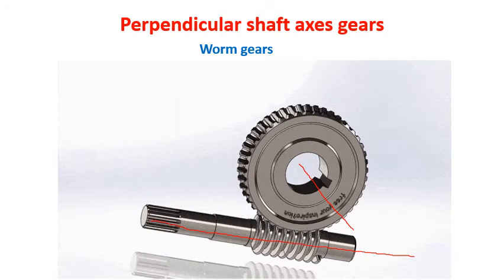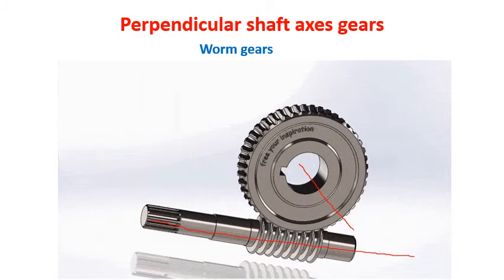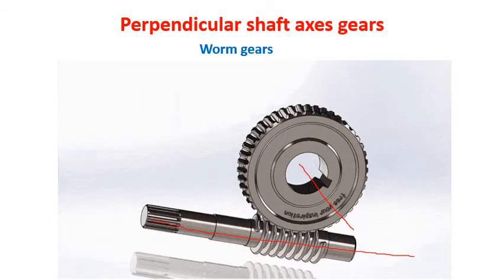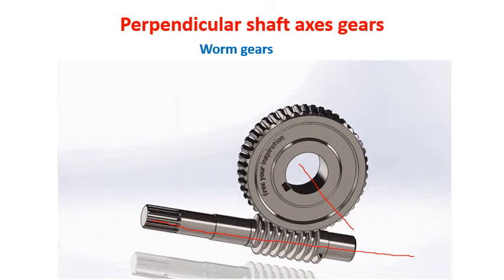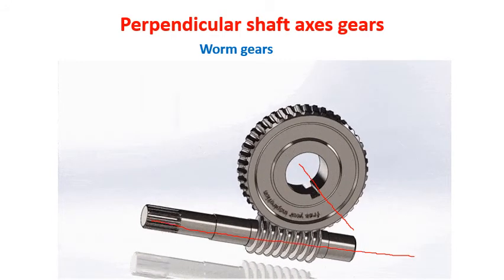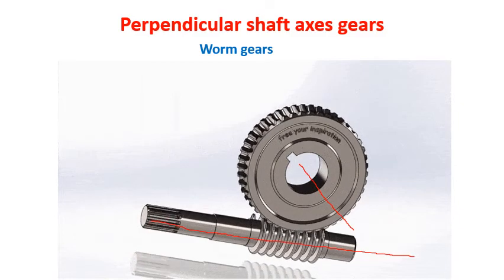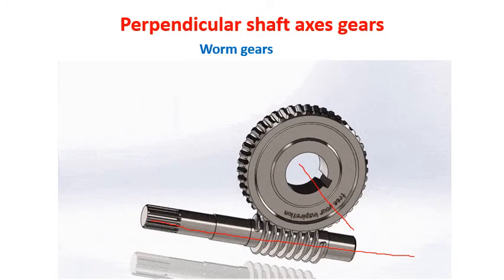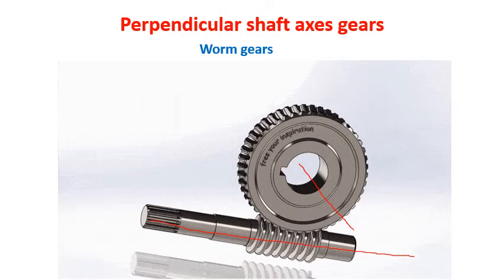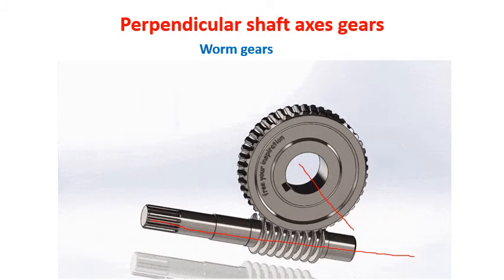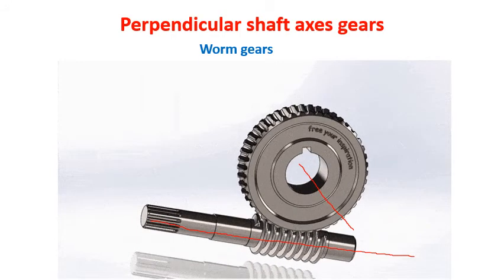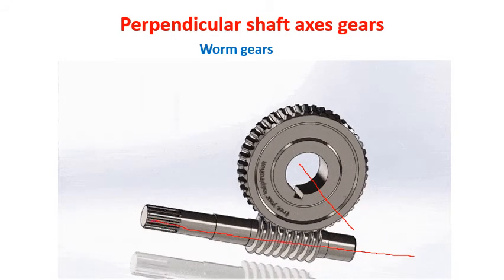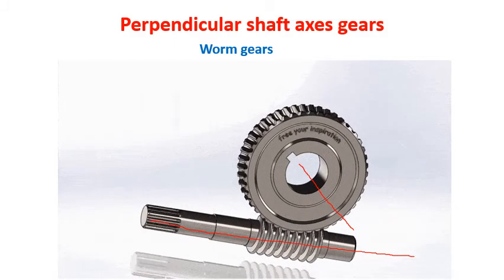Then what are its advantages and limitations? So the advantage of worm and worm gear is that worm gears are more compact than the spur, helical and bevel gears. They can be used for high reduction ratio. These gears are self-locking or non-reversible, and the operation of the worm gear is silent and smooth compared to the other types of gear.